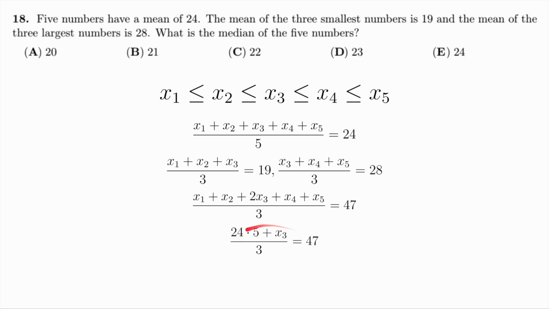So if I subtract 40 from both sides, I get that x3 over 3 is 7. Multiplying by 3 gets us that x3 is 21, so our final answer is 21.